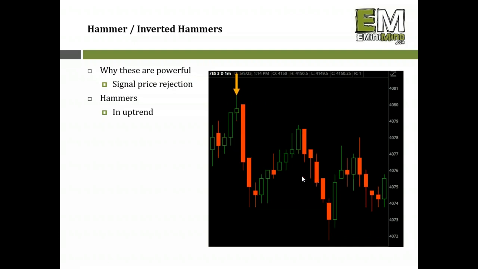Your charts or your candles might be black and white. Most of the time we've got shaded and unshaded. The shaded ones are down moves. The unfilled or unshaded are up moves.